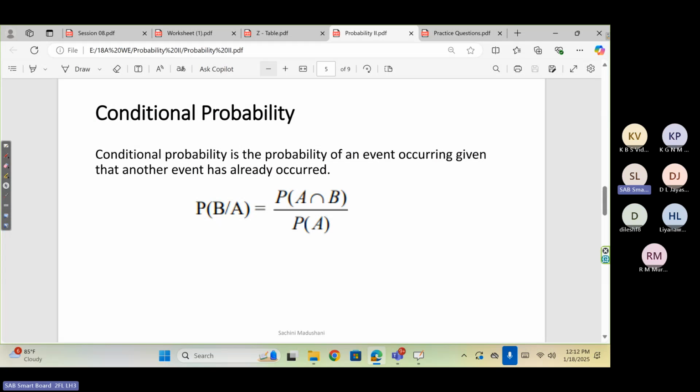Probability of the joint occurrence. Remember, in the marginal probability concept, we find out the probability value of a single specific event. One event is there. Then we move into the conditional probability concept.